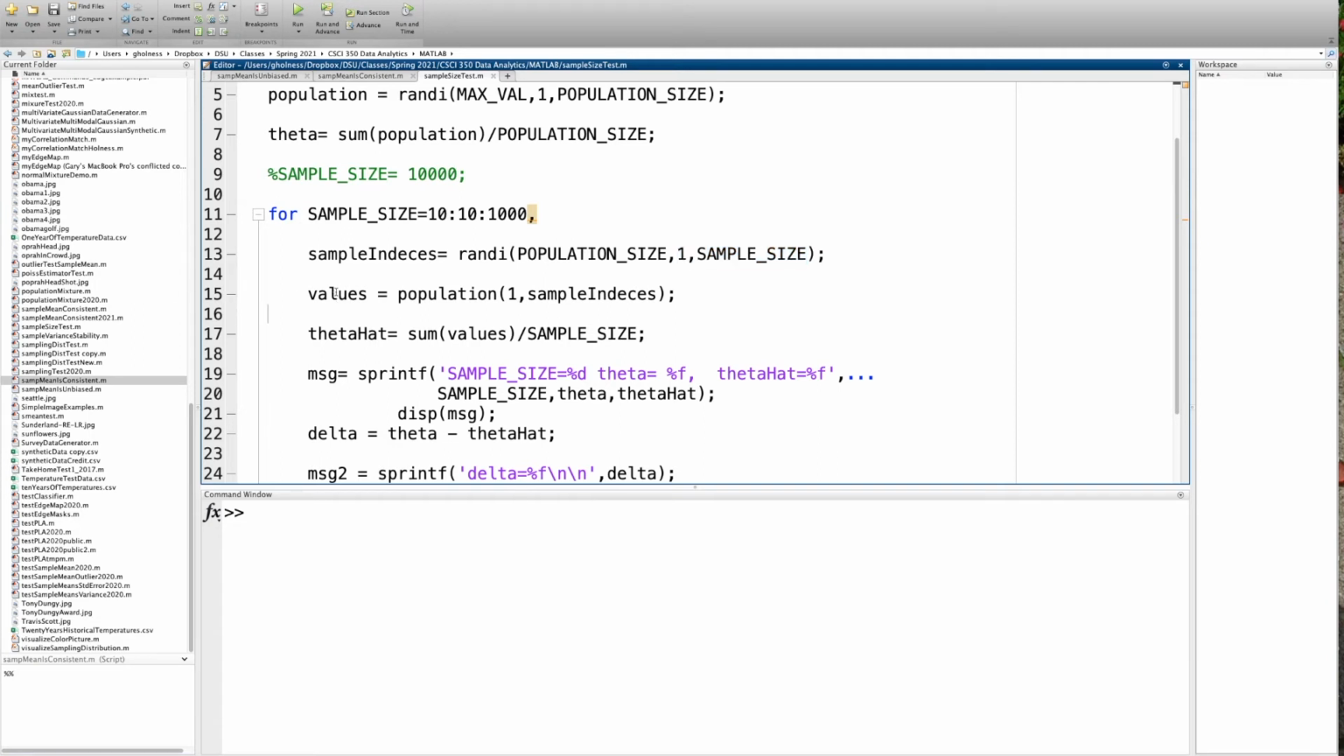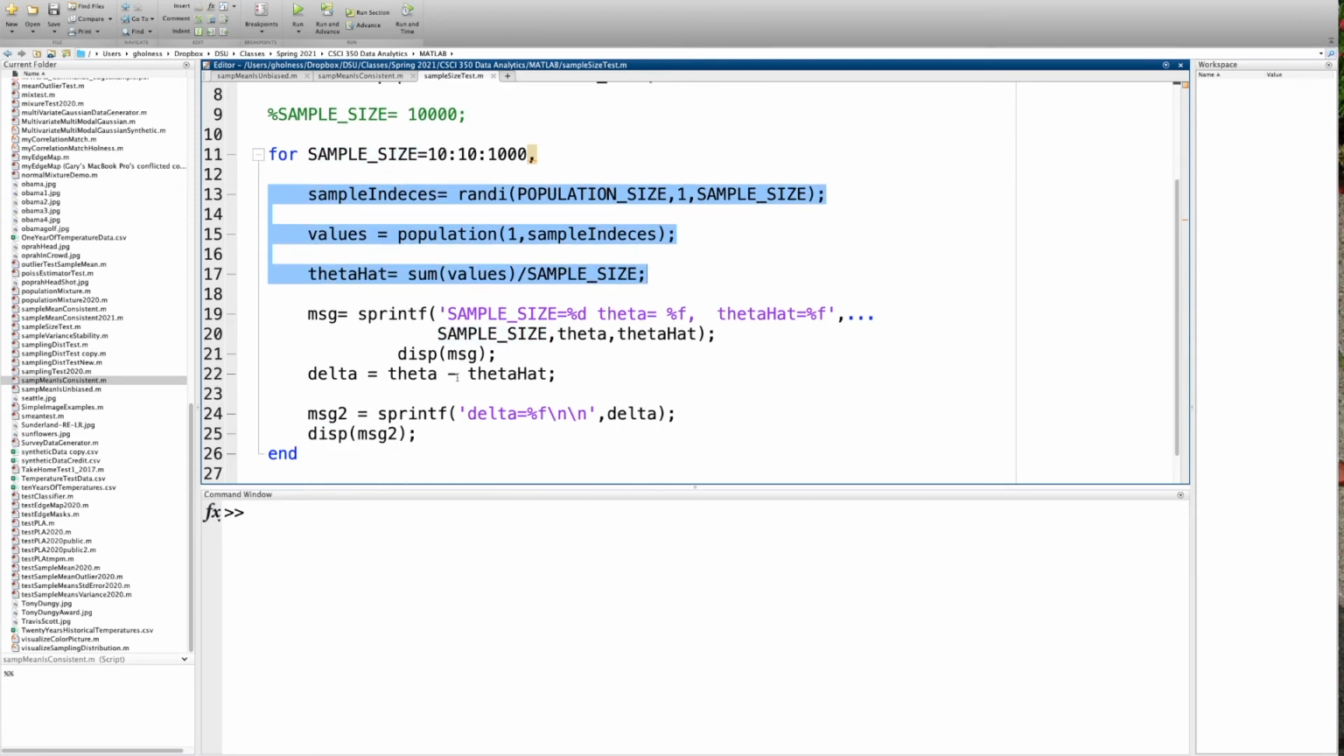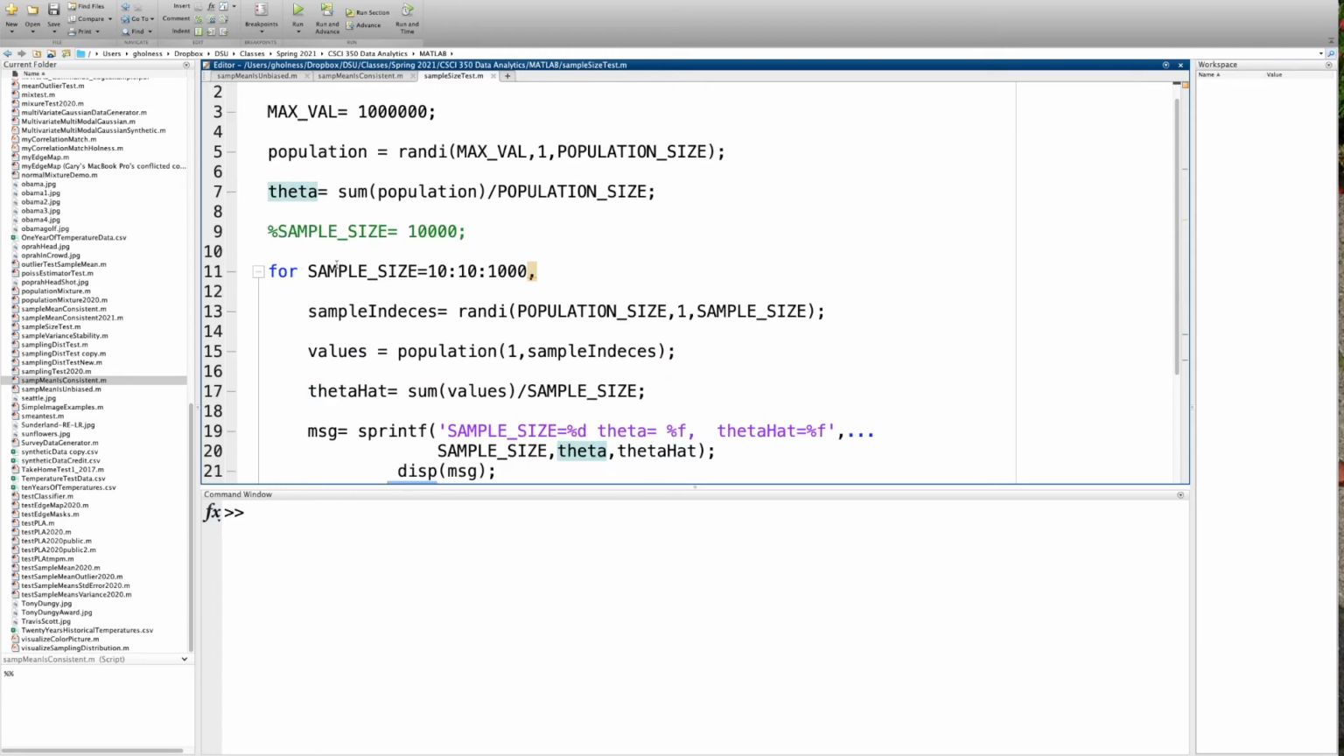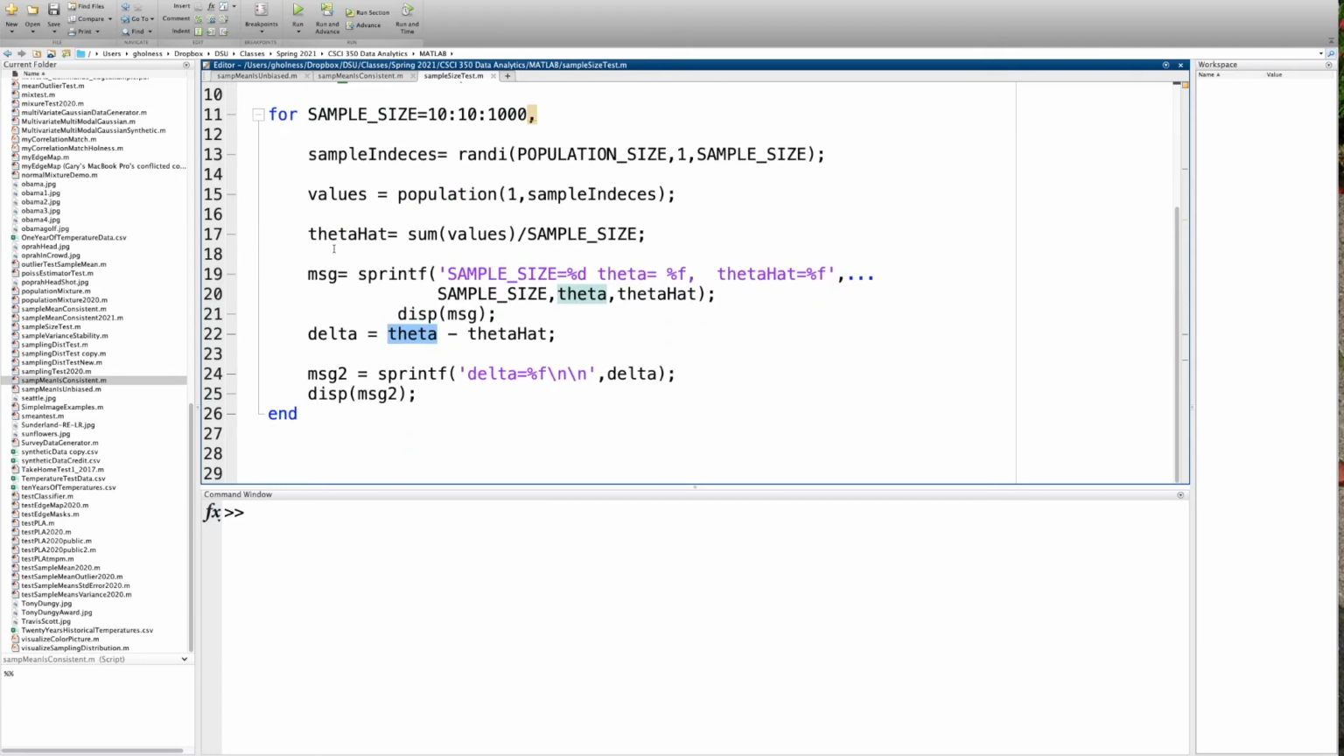And so once I get those values, I compute my theta hat, which is my estimator. That's my X bar. Sum the values, divide by the sample size. So in these lines, I'm taking a sample from my population, and I'm computing X bar, the sample mean. And then I compare my theta hat, my estimator, my statistic, to the original theta for the population. Now, of course, I'm showing you what theta is. It's the ground truth for the population. And I show you what happens to that difference between theta and theta hat as the sample size increases.